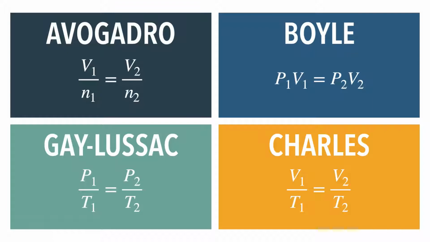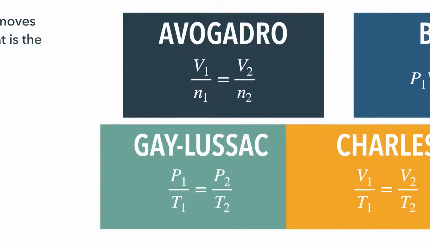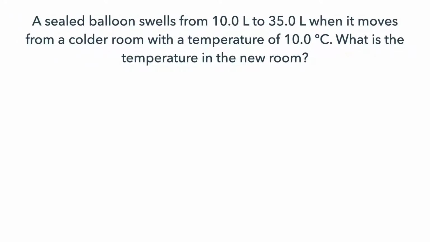Let's get started. A sealed balloon swells from 10 liters to 35 liters when it moves from a colder room with a temperature of 10 degrees Celsius. What is the temperature in the new room?